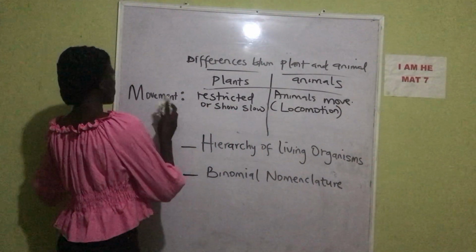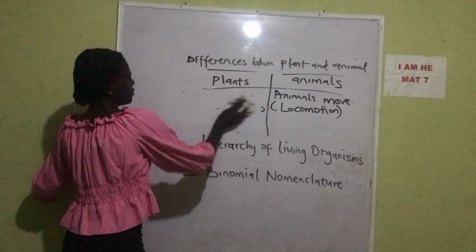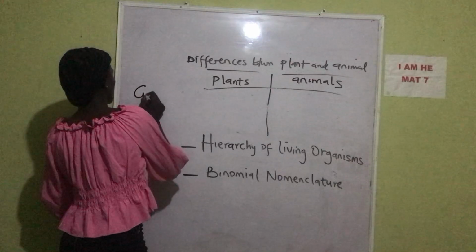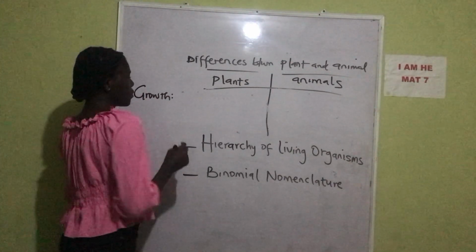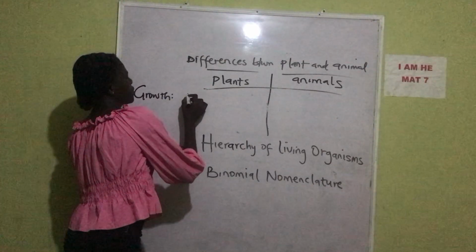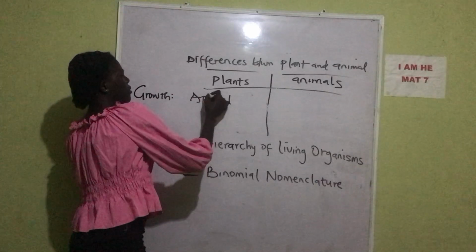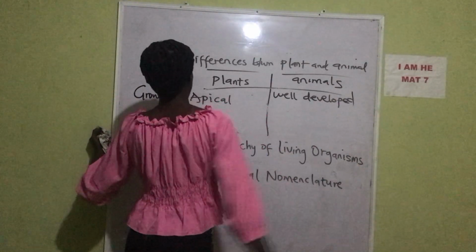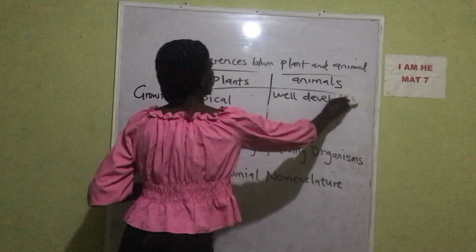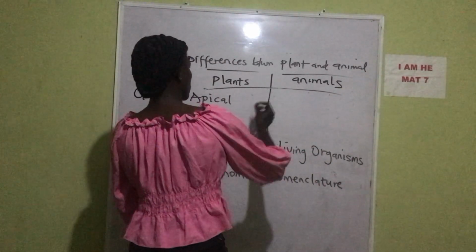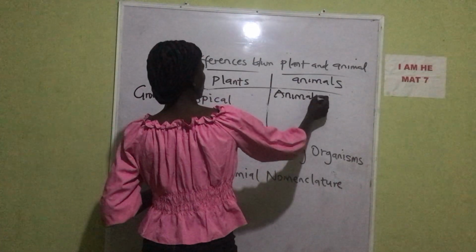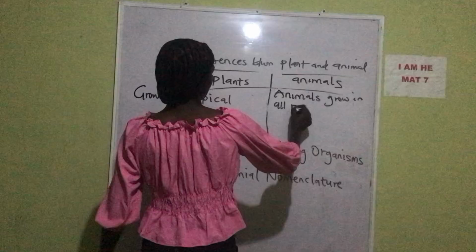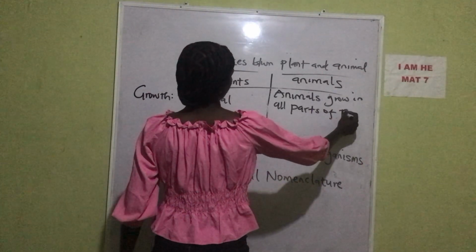Now for growth, let me talk about growth. For plants, their growth is apical, whereas animals grow in all parts of their body.